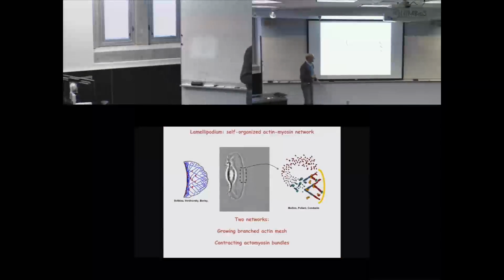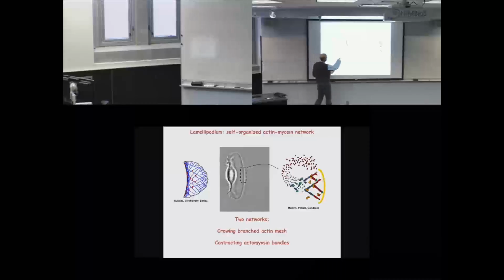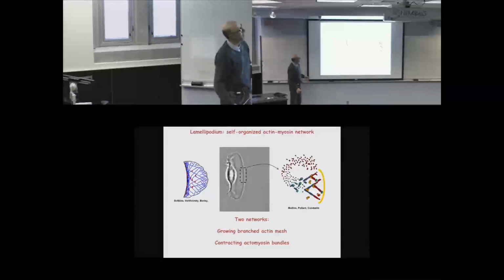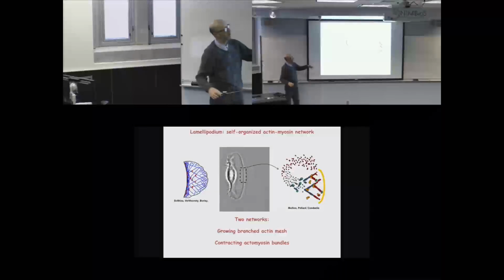Before I get to the model that we use and to actually the problem, the important thing, basic thing about the lamellipodium is the following. It is filled with actin-myosin network. And this network is self-organizing into the so-called branching dendritic network.